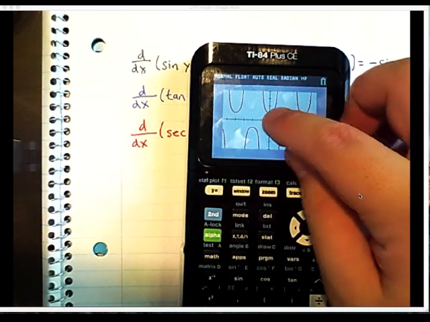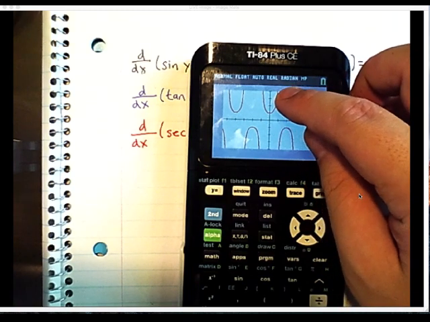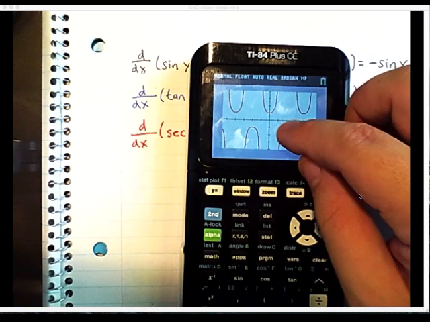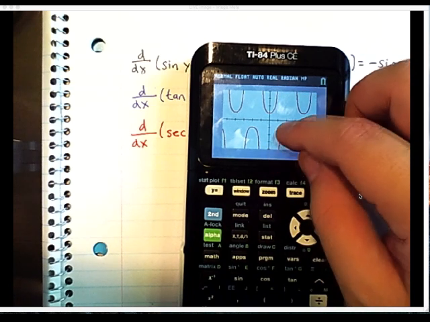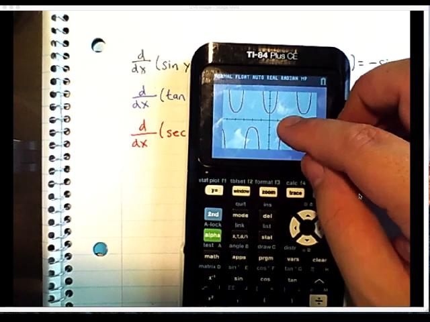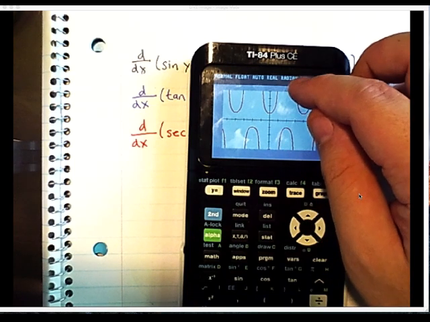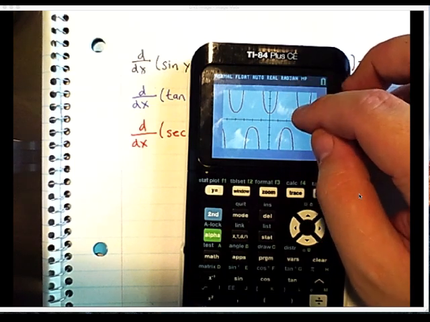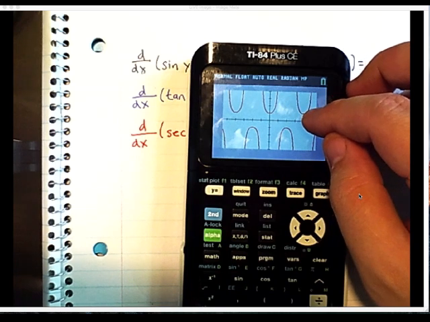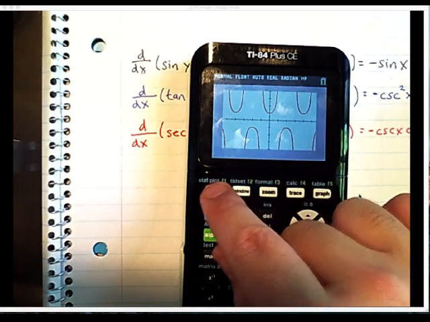Over this period, the slopes are positive and they're getting bigger. Over this part, the slopes are negative and they're getting bigger. Over this part, the slopes are negative and they're getting smaller. And then here, they're negative and getting bigger. So this is a secant graph.